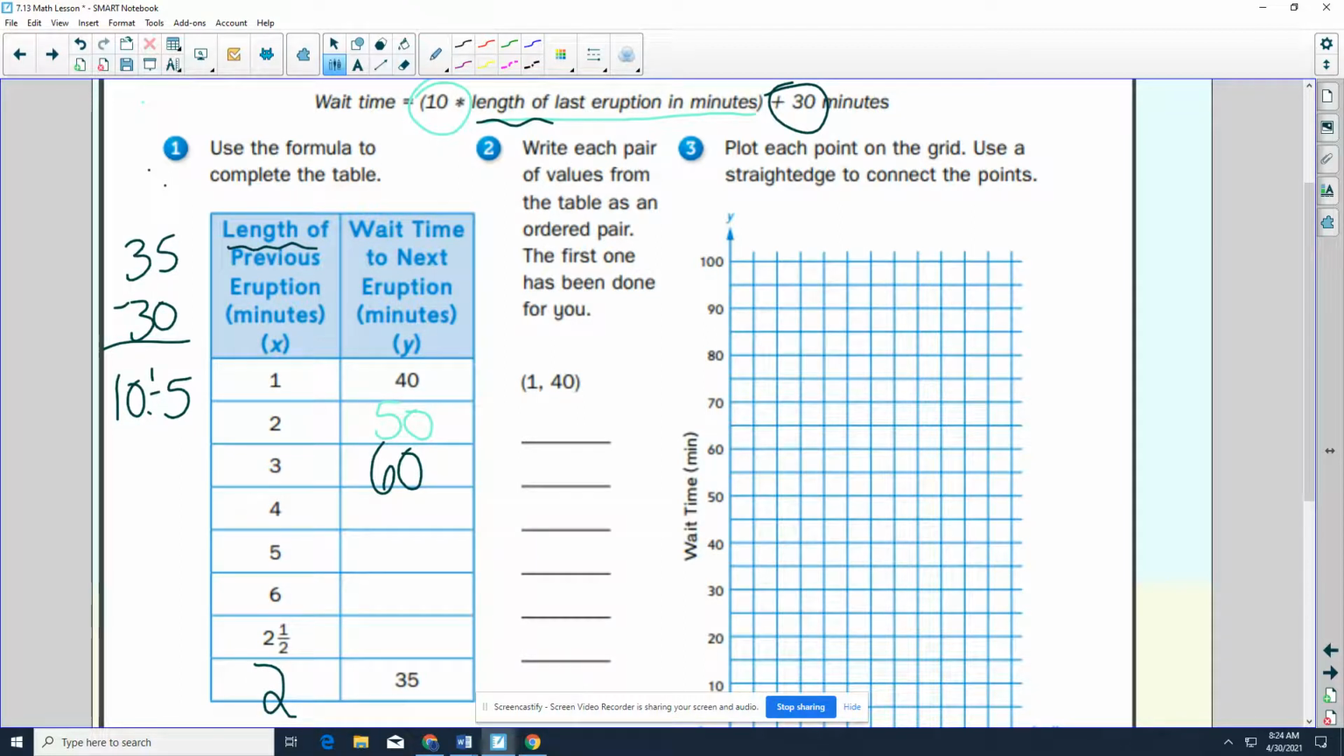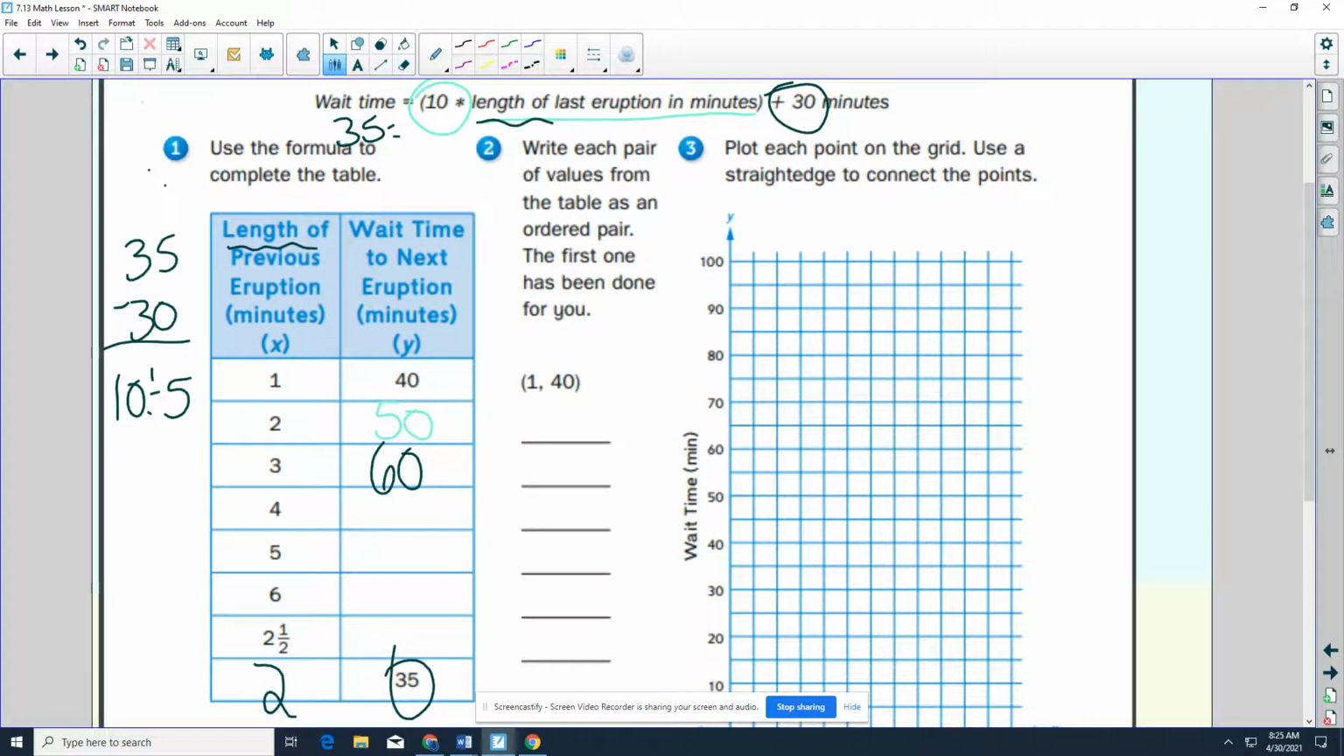Now, again, go back and look at that. So they gave me the wait time of 35 minutes. And so I have to do the opposite here. I know automatically when it's over here at 35 that they've added 30 minutes. So I subtracted 30 minutes from it. I was left with 5 minutes for the length of the eruption. And because it's the opposite of the end, I had to divide by 10. And we know 10 divided by 5 is 2.